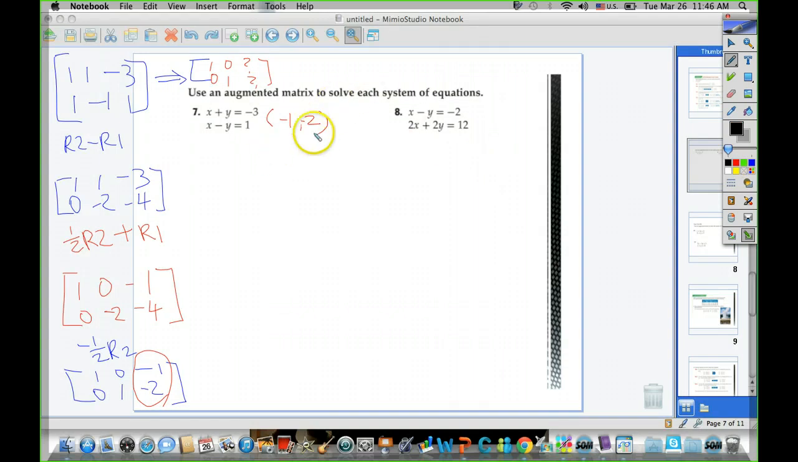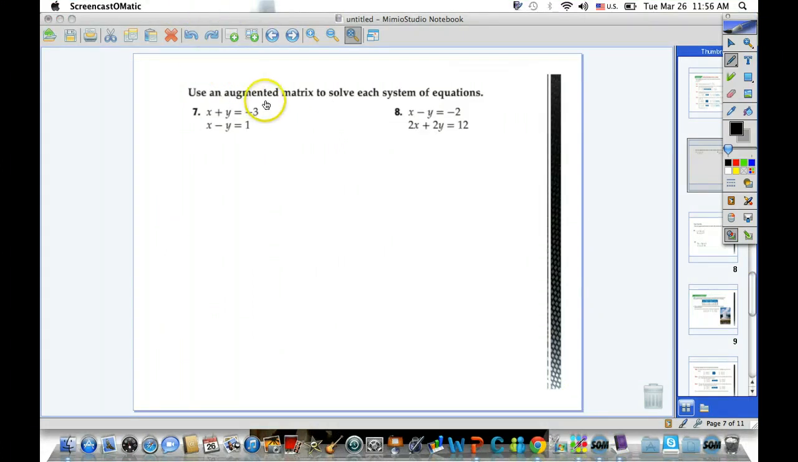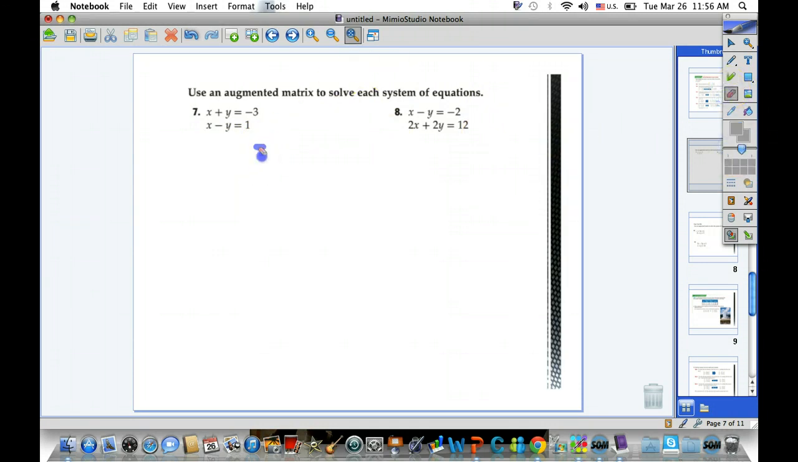Okay. So let's try another one here. Let's move on to number 8. So again, what we're going to do here is rearrange these into augmented matrices. So I'm going to start over here. Oh, that is way too big. Okay, let's erase that. Alright, so we have here 1, negative 1.